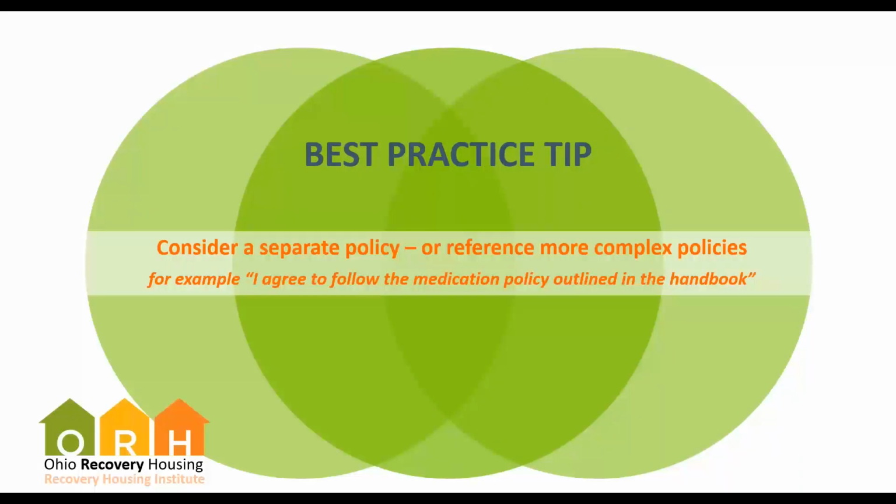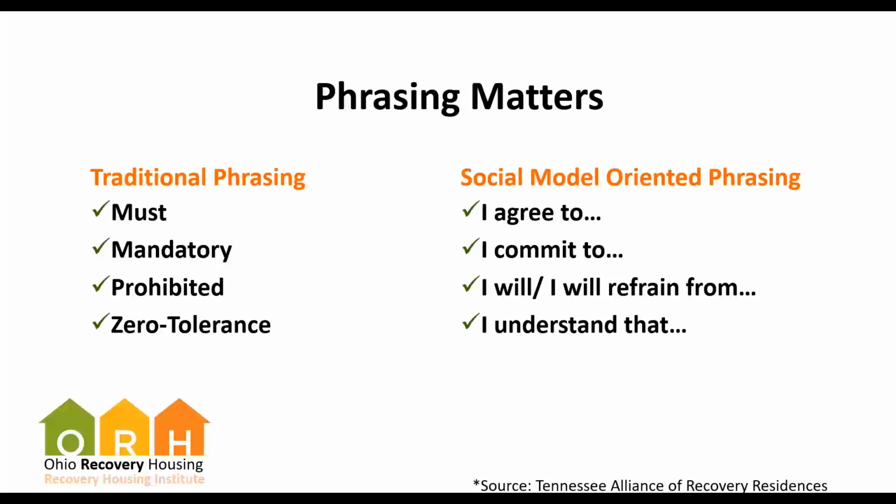And then also have a separate policy and reference that policy for more complex policies. So again, things like your medication policy, you're probably going to have a separate policy for that. Instead of listing it all out again in your house rules, you can just say, I agree to uphold the medication policy as outlined in the handbook. That will simplify things and make it easier to understand. And that way, if you want to update your medication policy, you only need to update it in one place and you don't have conflicting policies.